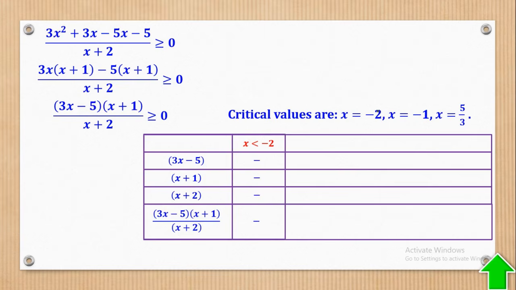Then the next range is between this and this. So the inequality will be x greater than -2 but less than -1, because it has to be between this and that. So a value between those two can be -1.5, so let's use that as our test value. Put it here, you get a negative. Put it here, you get a negative. Put it here, you get a positive. Therefore, in the end, this and this give you a positive.